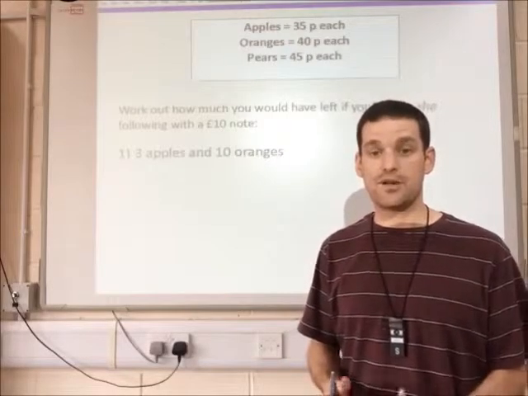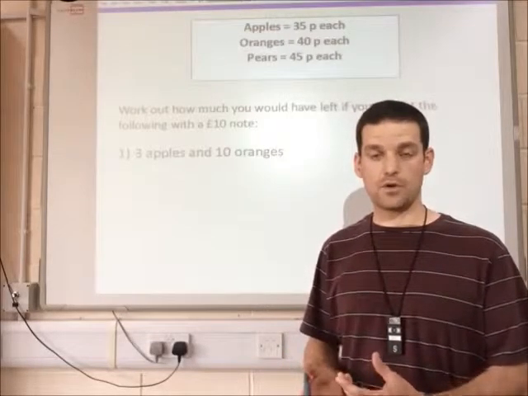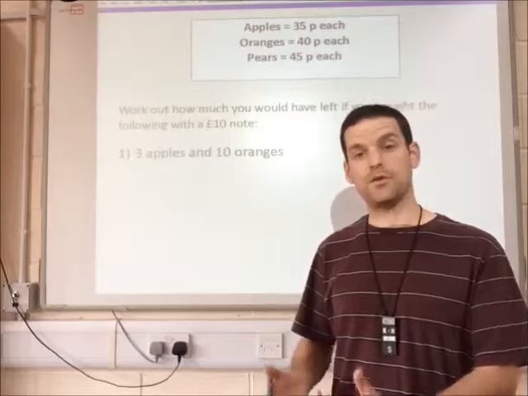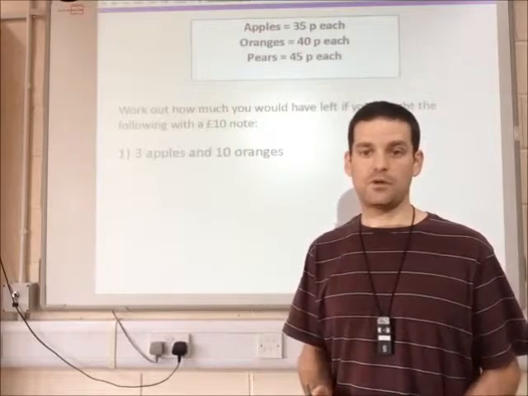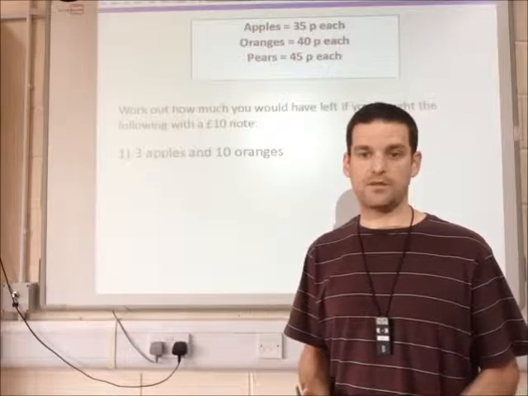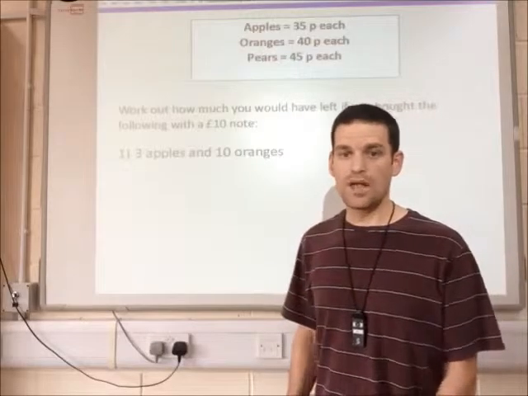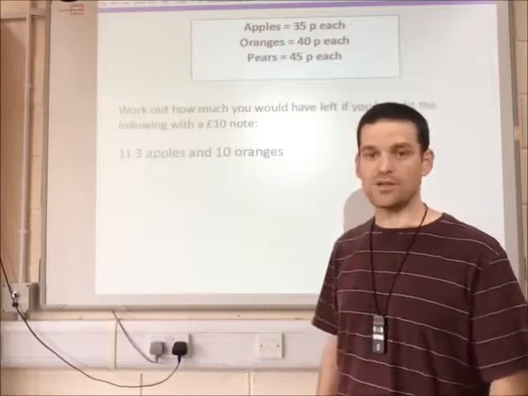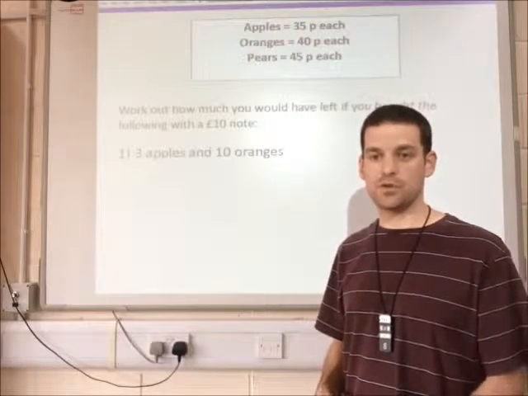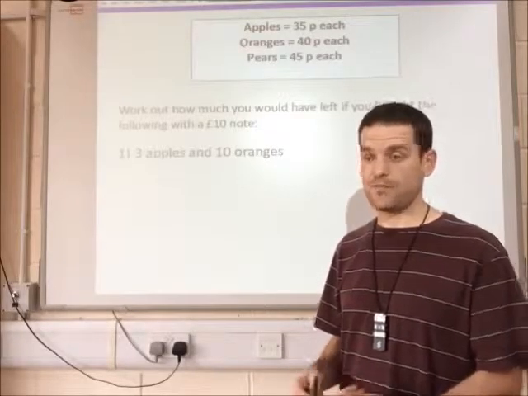We're asked how much change we would get from £10 if we were to buy 3 apples and 10 oranges. So I'm going to concentrate first on working out the cost of those apples and oranges, and then when we've done that we'll come back and have a look at how much change we would expect to get out of £10. Okay, so to work out the price of 3 apples we need to first multiply 35 by 3.